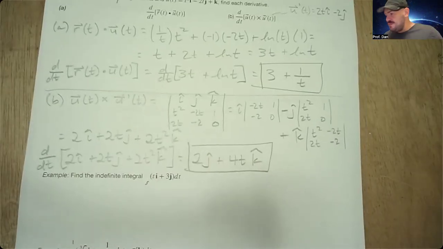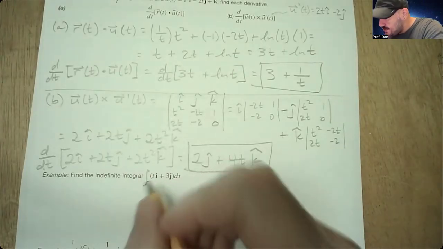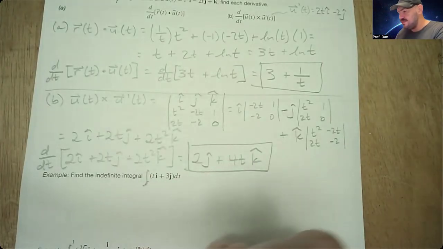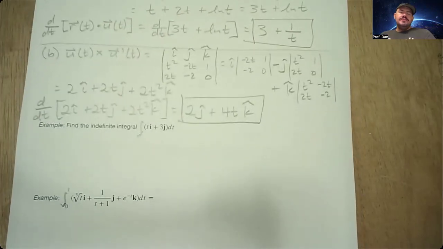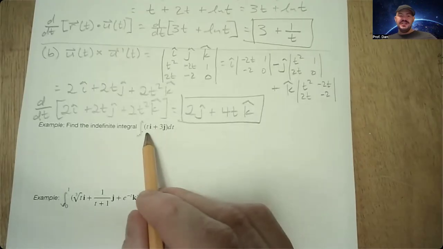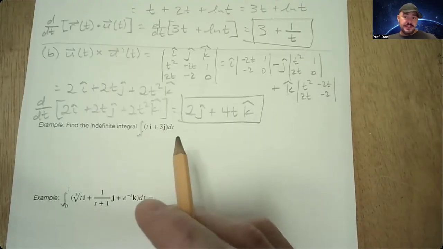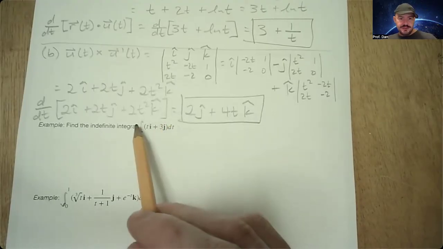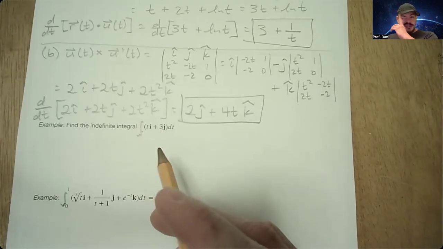Now let's move on to some integrals. Oh, that printed funky. So this is an integral sign. Hopefully the PDFs look right. Okay, so we want to find the indefinite integral of this vector valued function. So this is going to work the same way that derivatives did. We're just going to take the integral of each of these components separately, and that's going to be the answer.